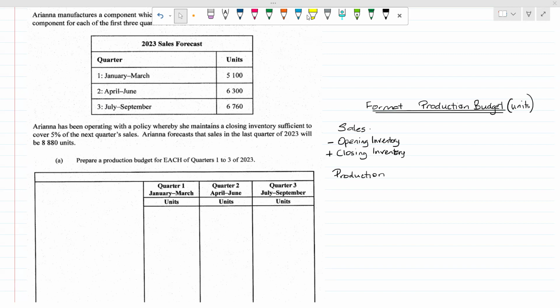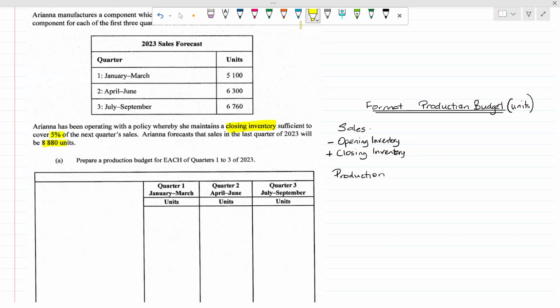Important point to note here is that she has been operating with a policy where she maintains her closing inventory. Her closing inventory is sufficient to cover 5% of the next quarter's sales. So Ariana forecasts that sales in the last quarter will be 8,880 units. That's another important piece of information.